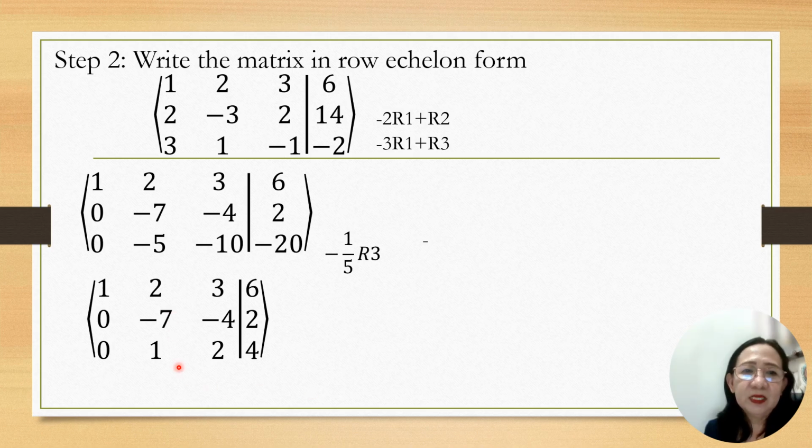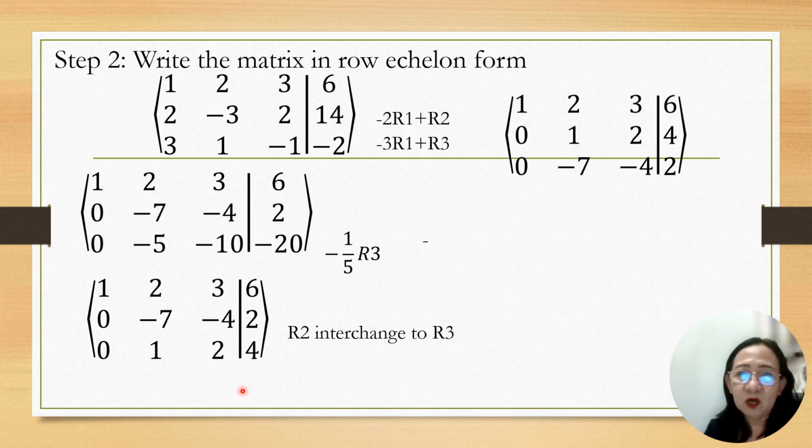So, by looking now, this part must be 1. What operation are we going to do? By looking now at rows 2 and 3, we can interchange them. So let us have that operation. Let us copy the first row, 1, 2, 3, 6, and then interchange the positions of row 2 and row 3. So copy 0, 1, 2, 4 for the second row. And the third row becomes 0, negative 7, negative 4, 2.